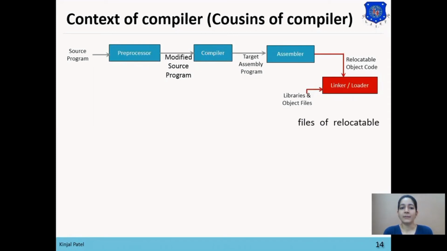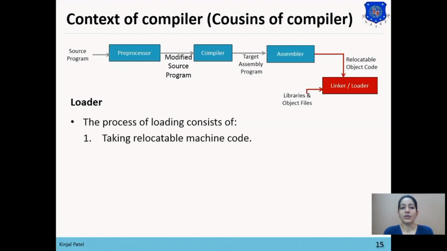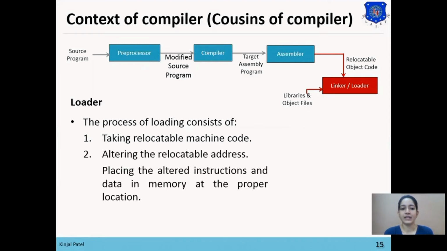So now the linker will make a single program from several files of relocatable machine code, and then that single program will be passed to the loader, and the loader will take that relocatable machine code and alter the addresses of that relocatable machine code. Then it will place that altered instruction into memory at the proper location. So now the loader has converted that relocatable object code into absolute machine code. So this is how the process works to convert one source program into absolute machine code.